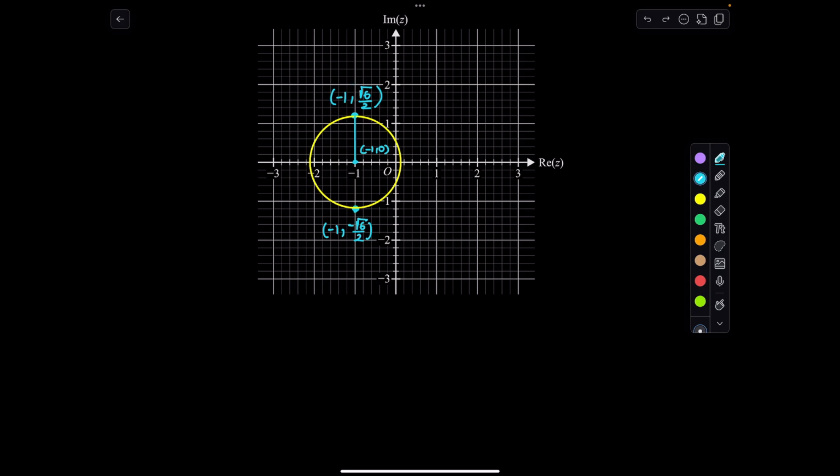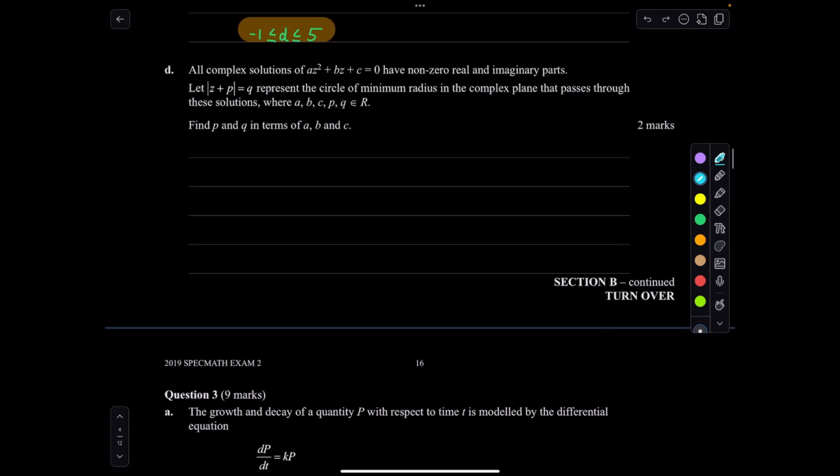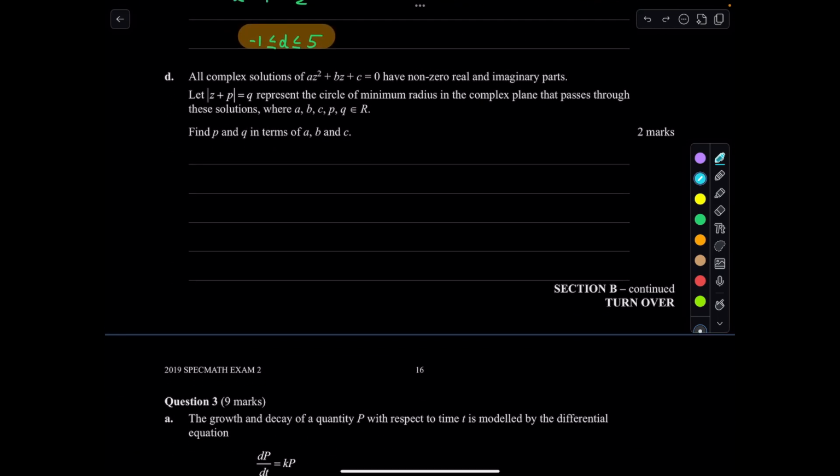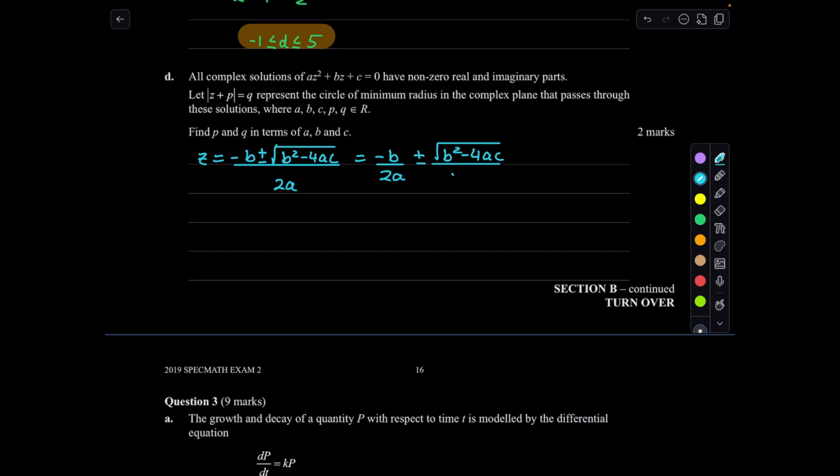Yeah, that's what we're going to do. So let's actually find the solutions first. Of course, it's a normal quadratic, because it's in terms of a, b, and c, so we're just using negative b plus or minus the square root of b squared minus 4ac, over 2a. Of course, we split them up, which is equal to negative b over 2a plus or minus the square root of b squared minus 4ac over 2a.